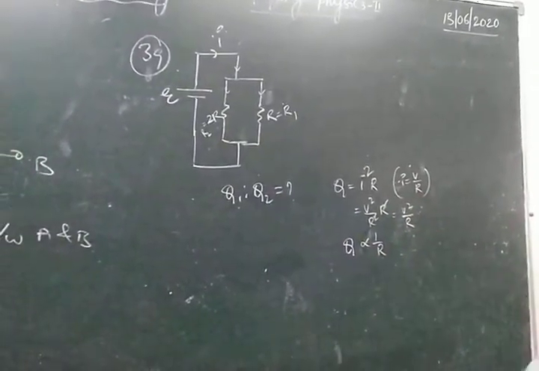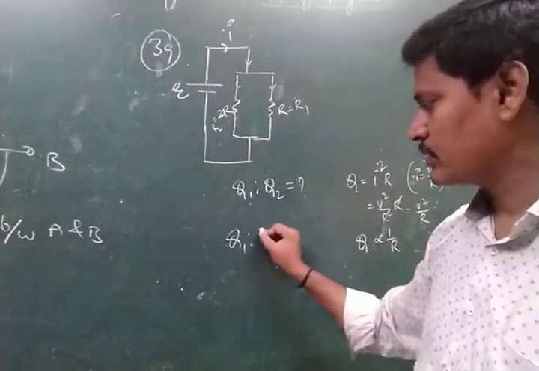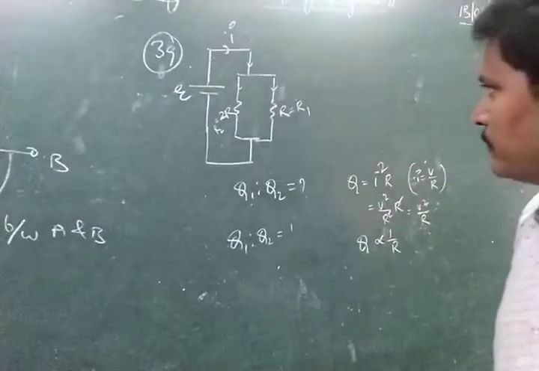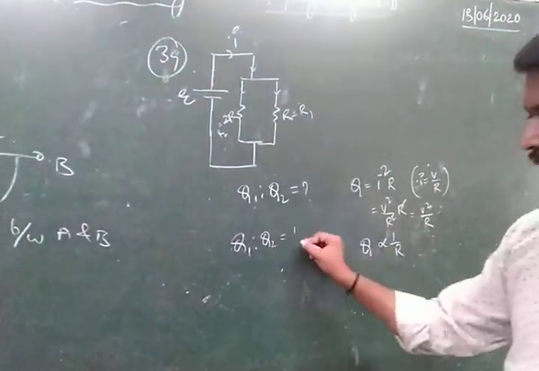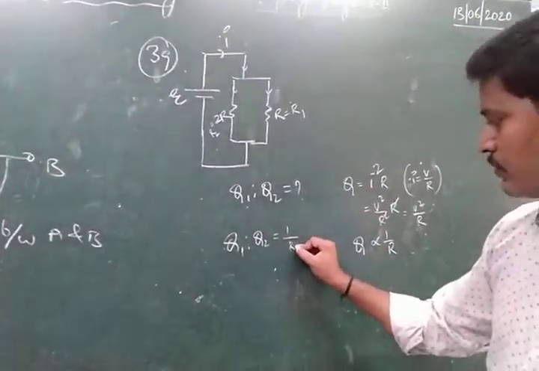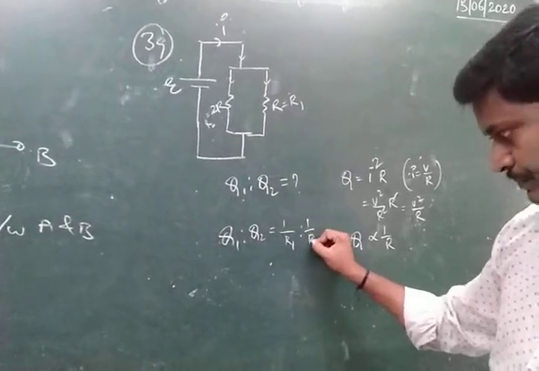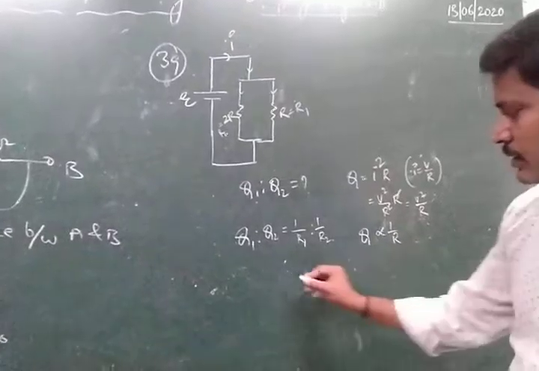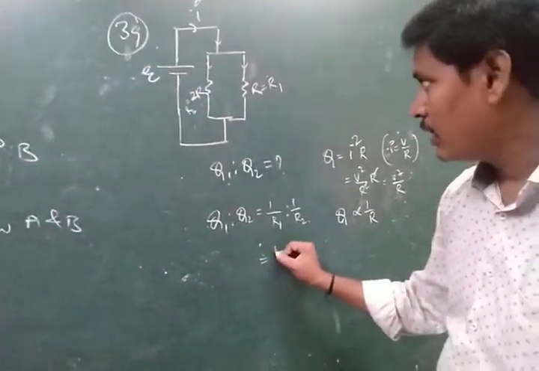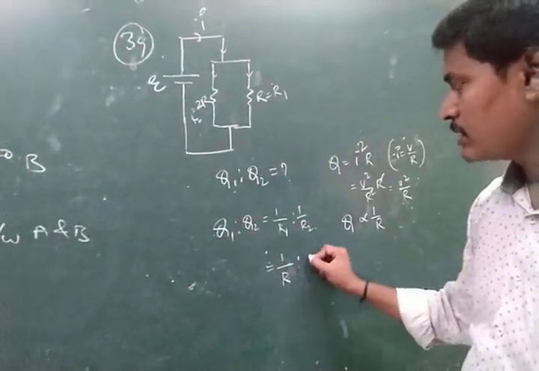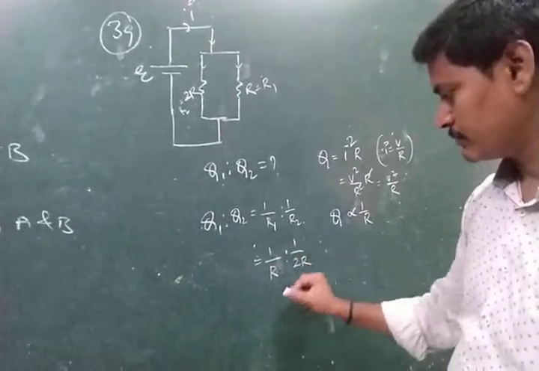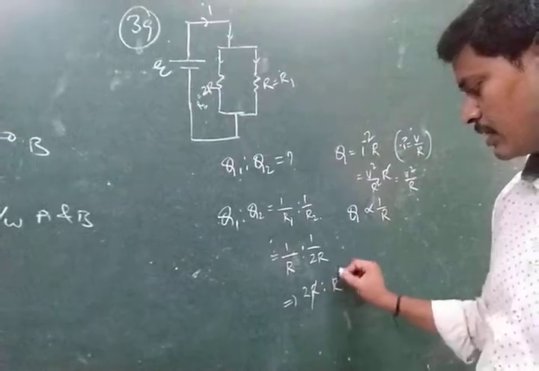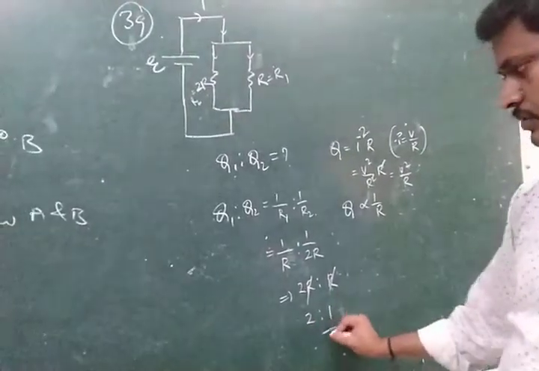Therefore Q1 to Q2 is equal to 1 by R1 to 1 by R2. 1 by R1 is nothing but 1 by R, and 1 by R2 is 1 by 2R. Therefore 2R is to R, the R's get cancelled, and the ratio is 2 is to 1.